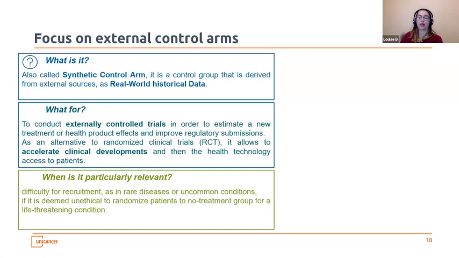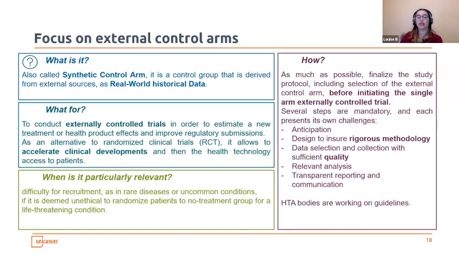When is it particularly relevant? In case of difficulties for recruitment, as in rare diseases or uncommon conditions, or if it's deemed unethical to randomize patients to no treatment or placebo group for life-threatening conditions. And how? To reduce the potential bias and increase confidence in the interpretability of study results, it is recommended to finalize the study protocol, including selection of the external control arm, before initiating the single-arm externally controlled trial.